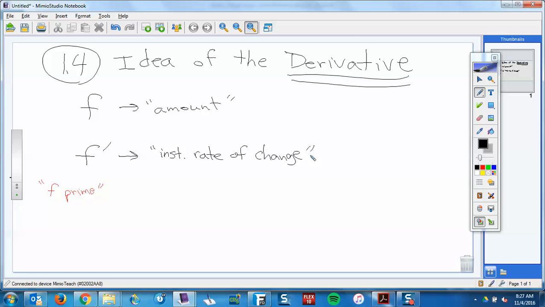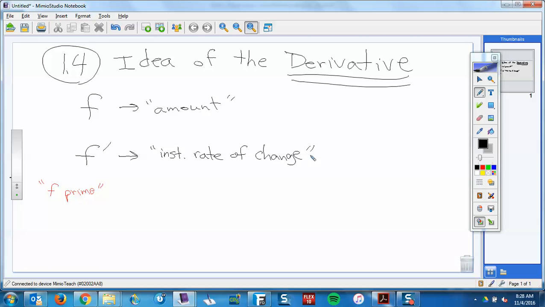Or the cost of an item changing could be the rate of change as you get bigger and bigger sizes, the cost per ounce goes down. So it could be the dollars per ounce or the dollars per pound or something like that. But the word per is going to be in there. It's a rate. So f prime is going to be a rate of change. So f is more like an amount.